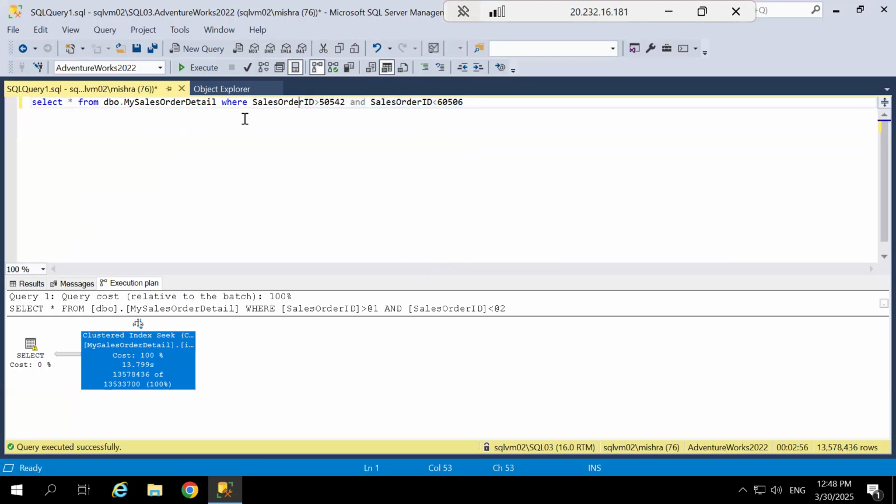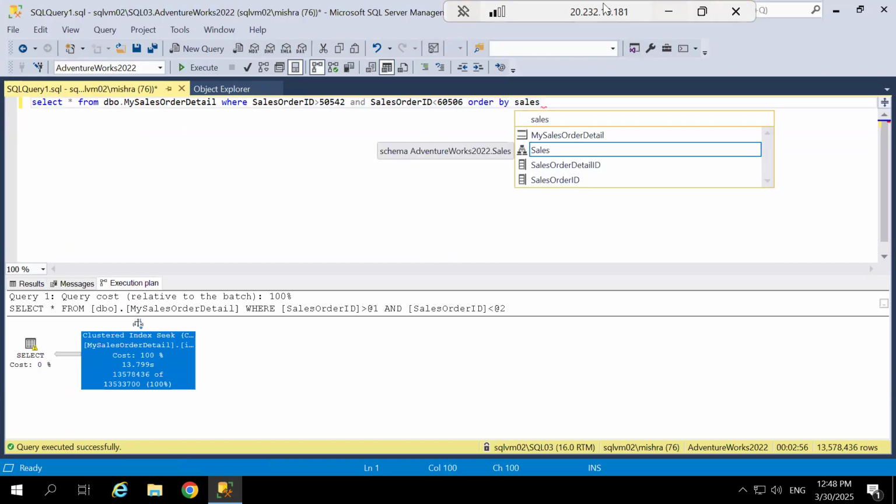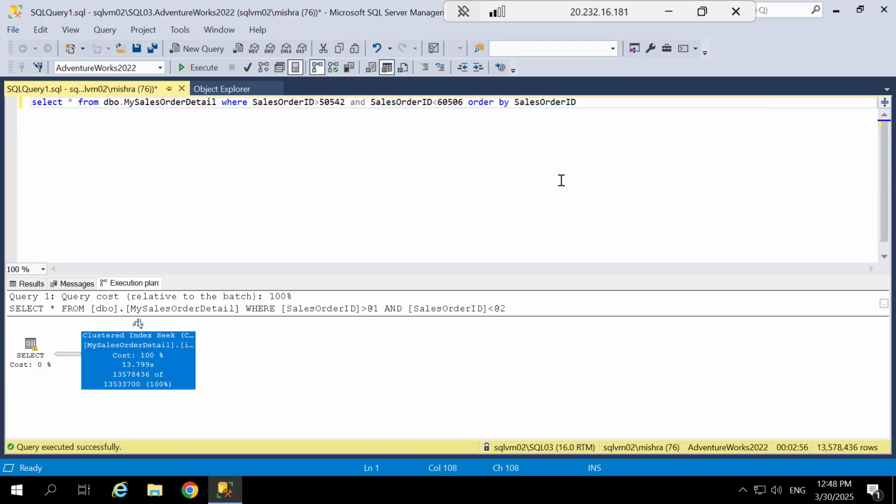Now, let us do something different here. Let us introduce something related to sorting. So ORDER BY SalesOrderID, or do it in a different way. SalesOrderID is already sorted. No, SalesOrderDetailID is sorted. So SalesOrderID, and make it descending, for example.